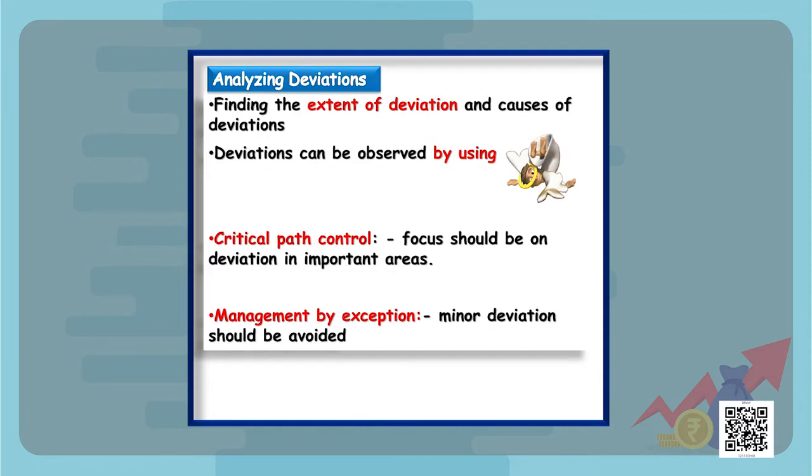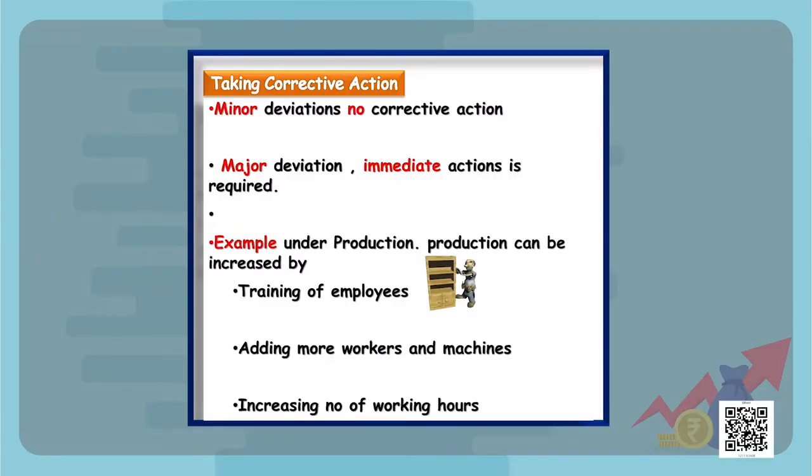The next step is analyzing deviation. So we find the extent of deviation and what are the causes of these deviations. Deviations can be observed by using critical path control and management by exception. Critical path control says that the focus should be on deviations which are in important areas. So for a manufacturing organization, a deviation in the production department will matter more than a deviation in the human resource department. Similarly, management by exception says that minor deviations should be ignored and only major deviations should be focused upon.